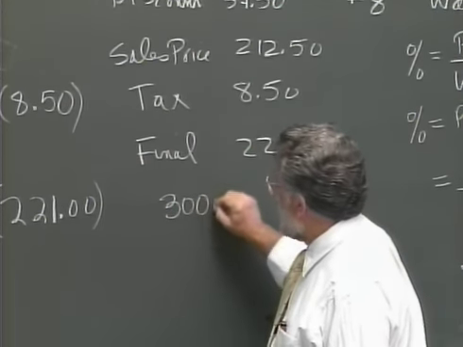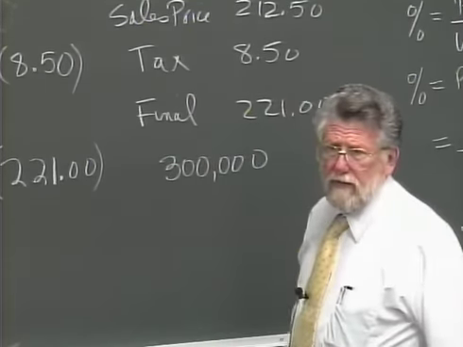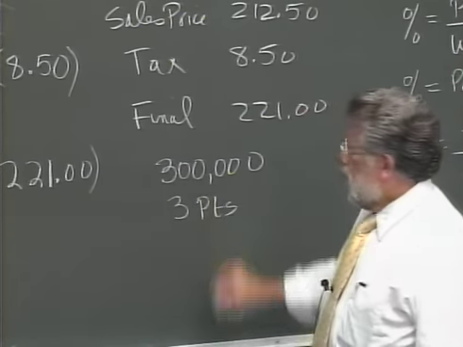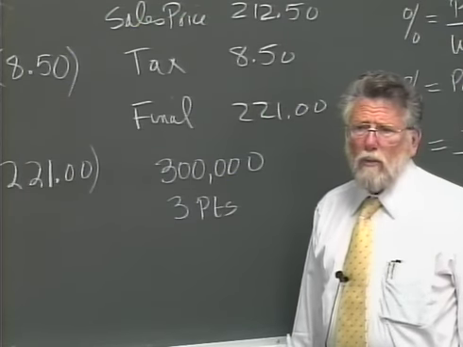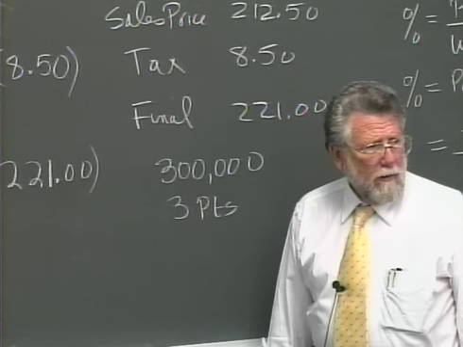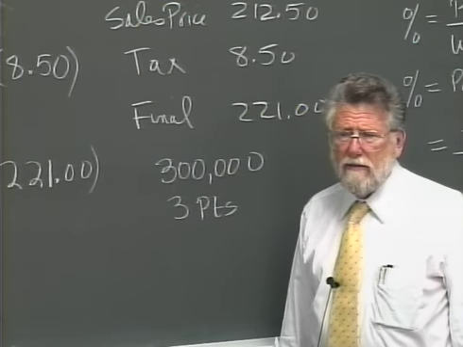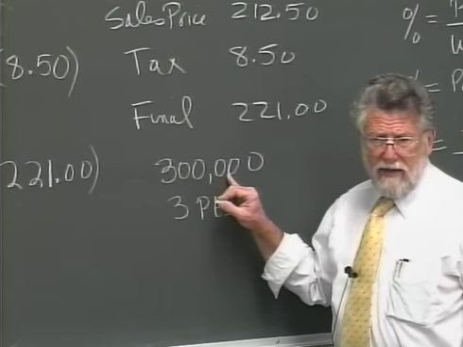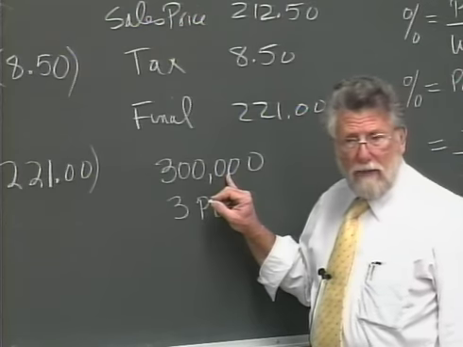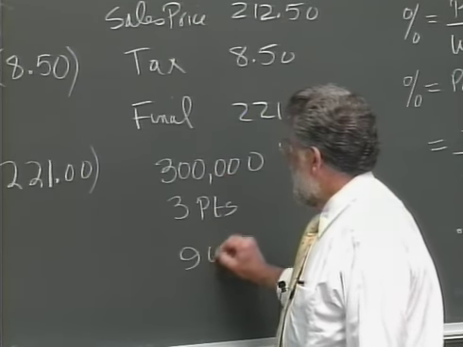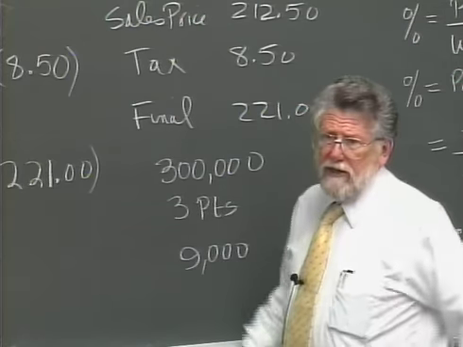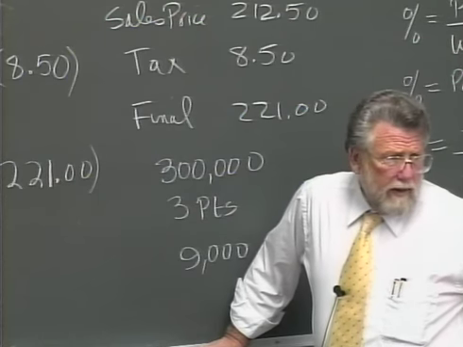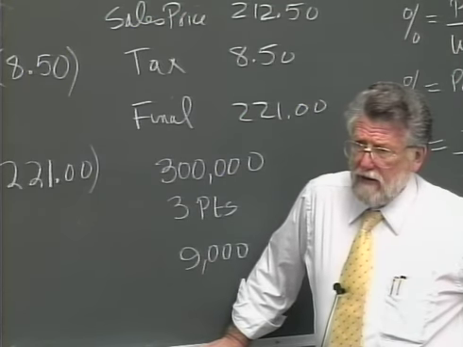$300,000 for the price of the house. That's what it's been reduced to. Now, points, 3 points. That means 3%. What is 1% of 300,000? How do I get the 1%? Move the decimal 2 places to the left. 3,000 for 1%. So your 3% will be $9,000 that the seller agrees to pay, which means you've already reduced the price of the house and then you're giving away more money just to sell the house.